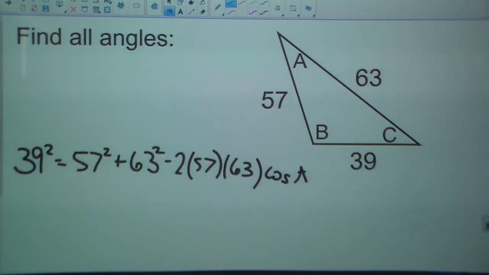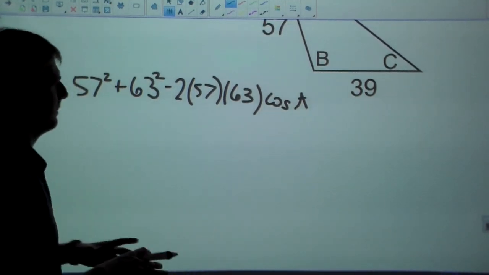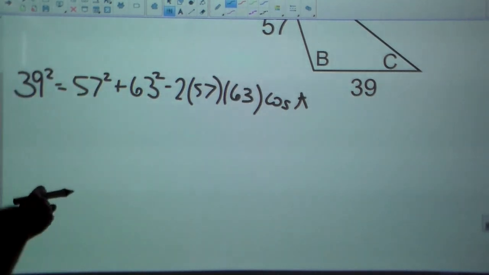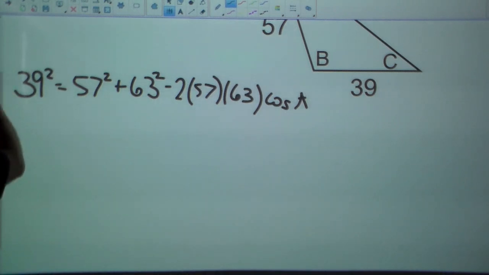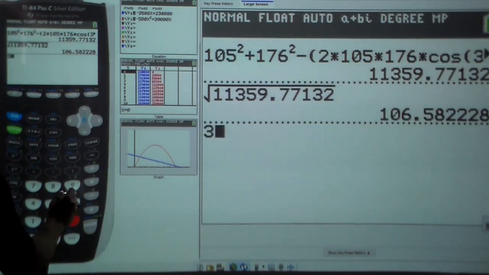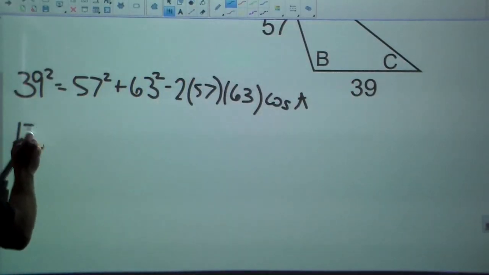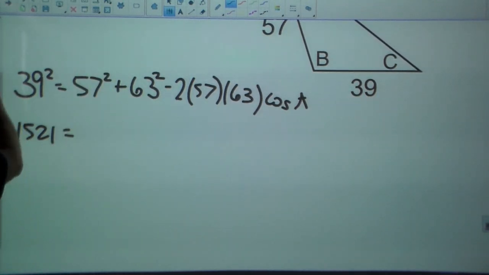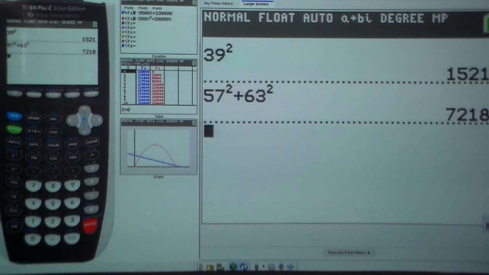Be really careful, take this kind of slow. I would break it up in parts. You really can't do all this at one time in the calculators. If you try, you're going to really mess it up. So do what I'm getting ready to show you here, and you'll be better off. So take it slow, 39 squared. 39 squared is 1521. Let's go ahead and put that in. All right, these two I'll go ahead and do together. 57 squared plus 63 squared. That's 7218.